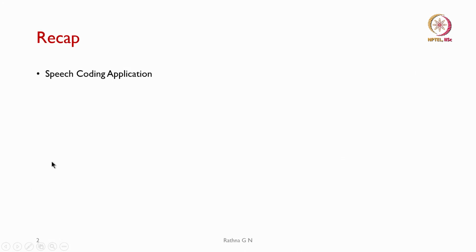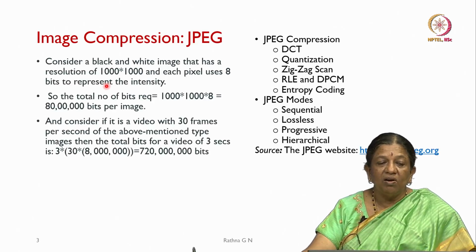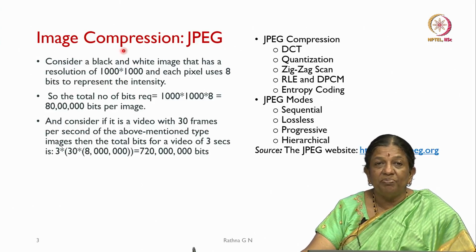As a recap, in the last class we did a little on speech coding and its applications. One of the applications was LPC coding, which we did in both MATLAB and the DSP processor. You can look at other applications and see how speech coding can be used in different areas. Today we will see a little on image compression, mostly concentrating on the JPEG part of it.